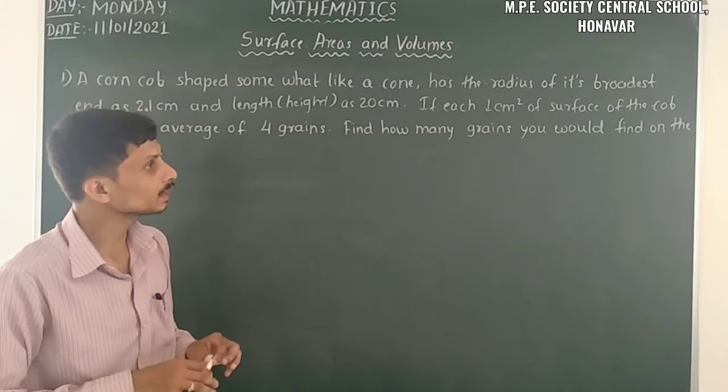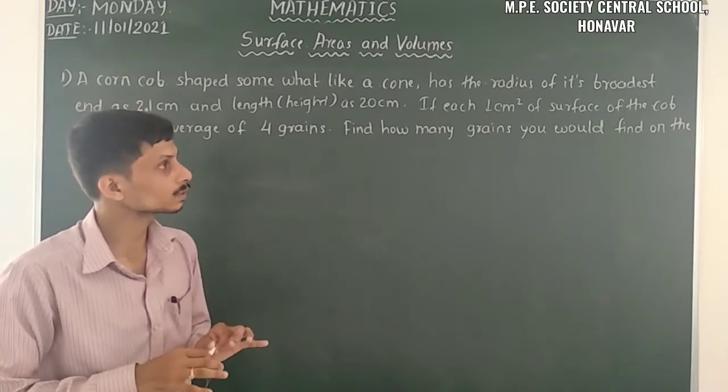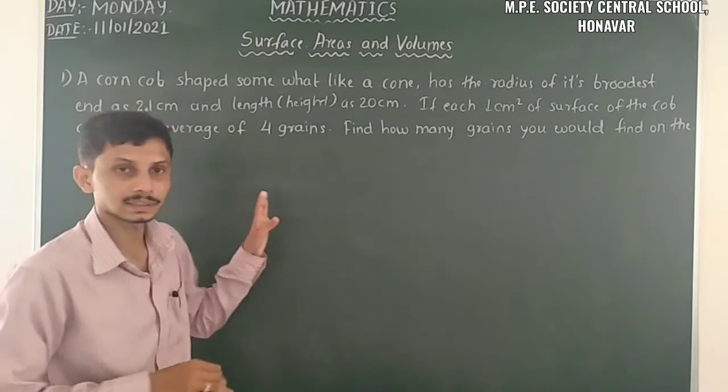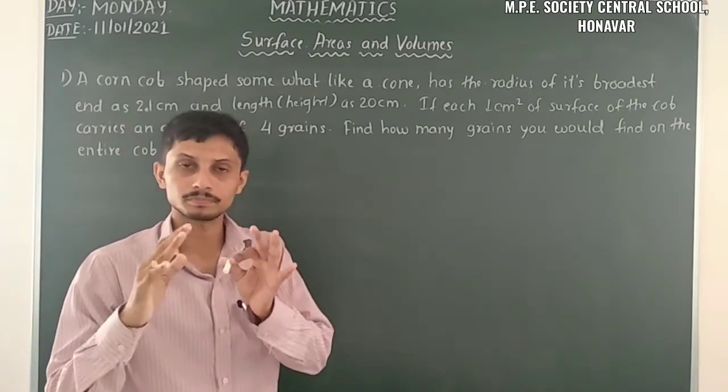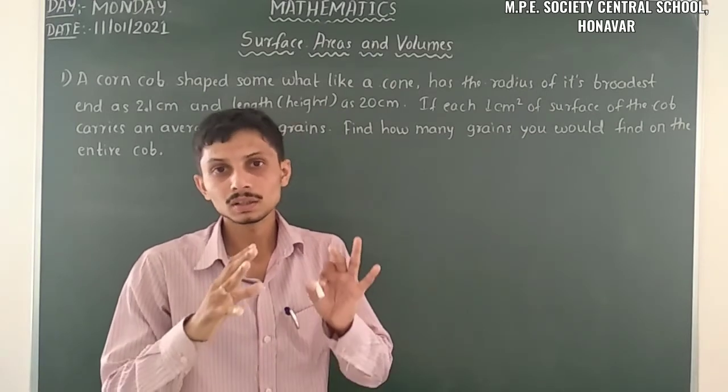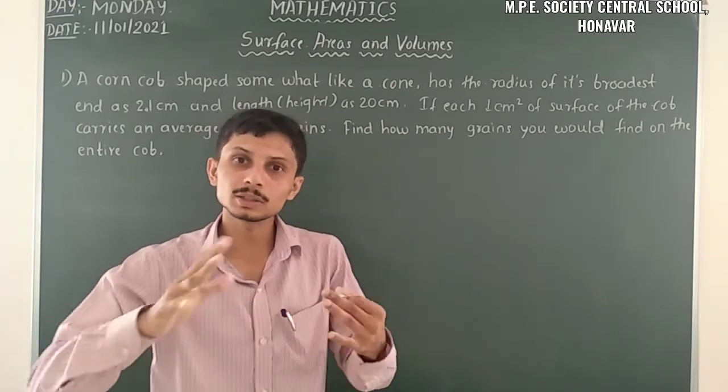If each 1 centimeter square of the surface of the cone carries an average of 4 grains, that means on the curved surface area of the cone, the grains are distributed.